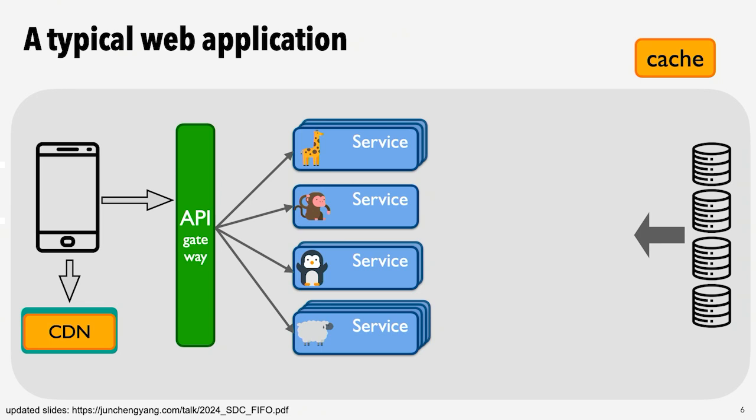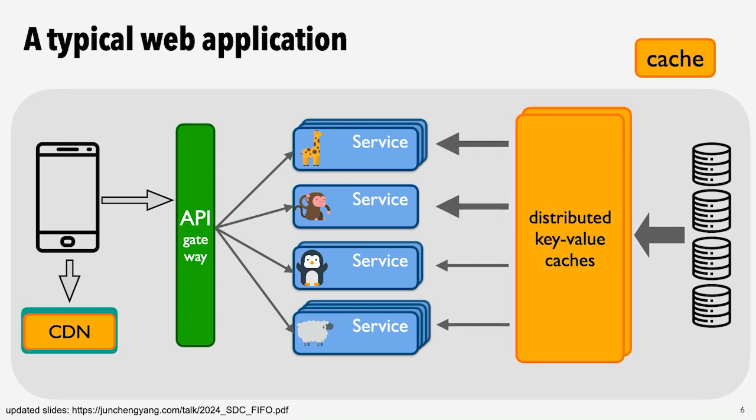To serve those requests, they need to fetch data from the backend, where the backend can be either a database service or some storage servers. And as I mentioned earlier, fetching data from the backend is often very slow, so it's common to add a distributed key value cache in between the services and the backend. So at first glance, it seems there are only two caches in this diagram. One on the left, which is the CDN, one on the right, which is this distributed key value cache.